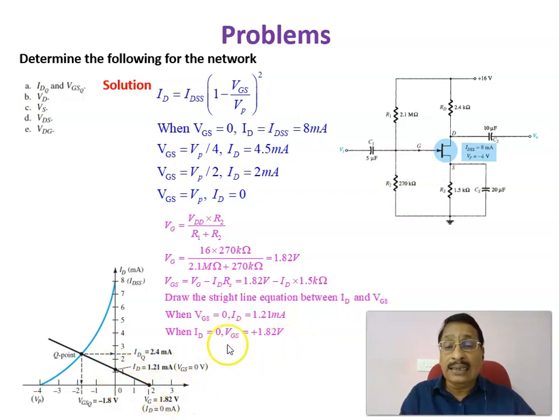Like that, when ID equals 0, you will get VGS equal to VG, not VD, VG. That is the voltage at this point, which is equal to 1.82 volt. Once you get these 2 points, you can draw a straight line that will touch this transfer characteristic at this point, and this point of intersection is the corresponding value of drain current at the Q point. Therefore, this is the IDQ value that we get as the operating value of the drain current.